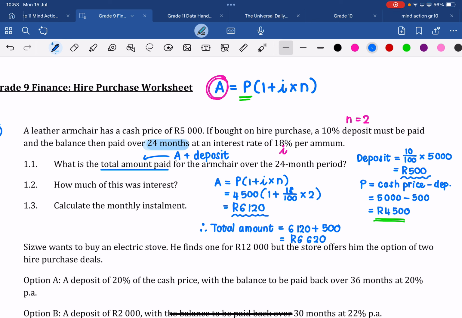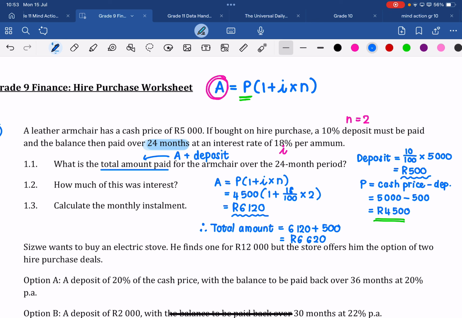That's a lot of working for one question. Okay. So guys, please, you are going to have to take some time to actually memorize all of these formulas, because if you know total amount paid is A plus deposit, and you then know how must I find A, you first need to find P, and for that you first need to find the deposit, right? Then you should be able to, if you can't get full marks for this, at least get some marks.